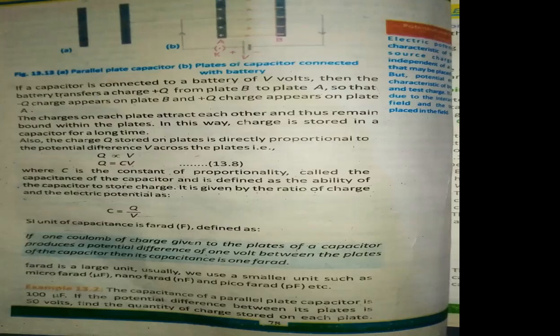Now, the construction: how a capacitor is made. Capacitors are made of two thin plates, placed parallel to each other. And what is in between them? It could be air, or some other insulator. We place an insulator between these two plates. Air is also an insulator, and paper is also an insulator.